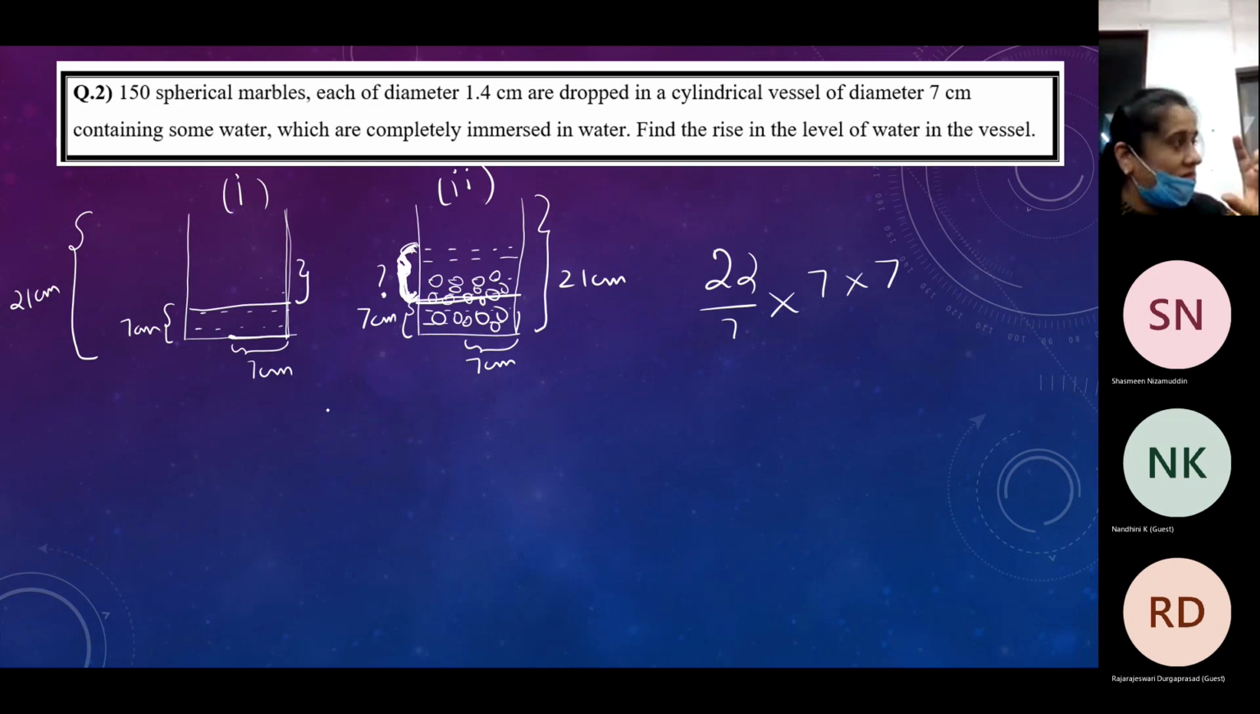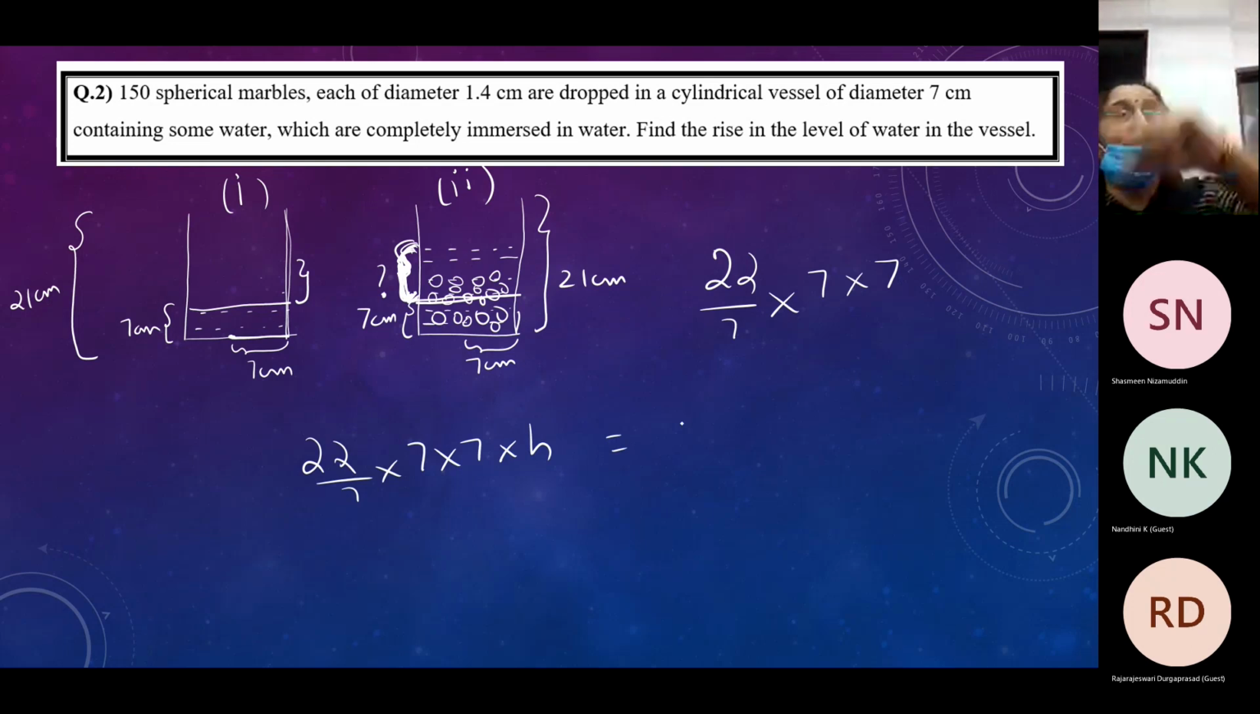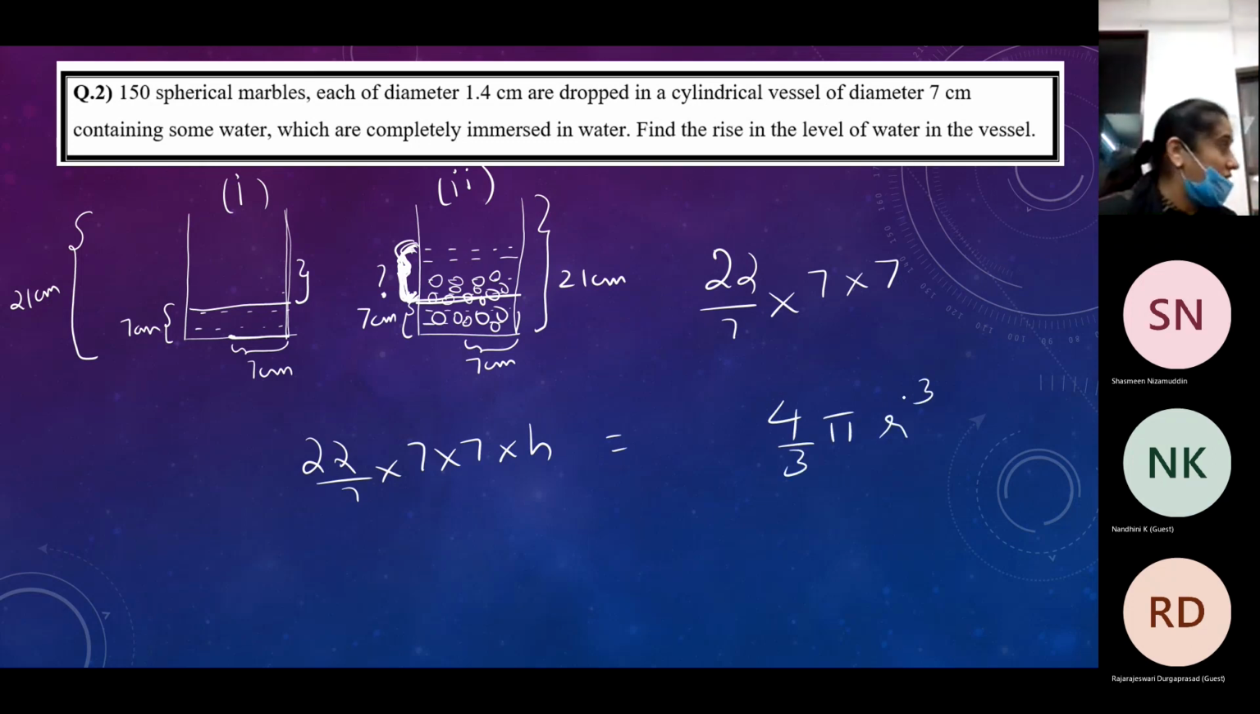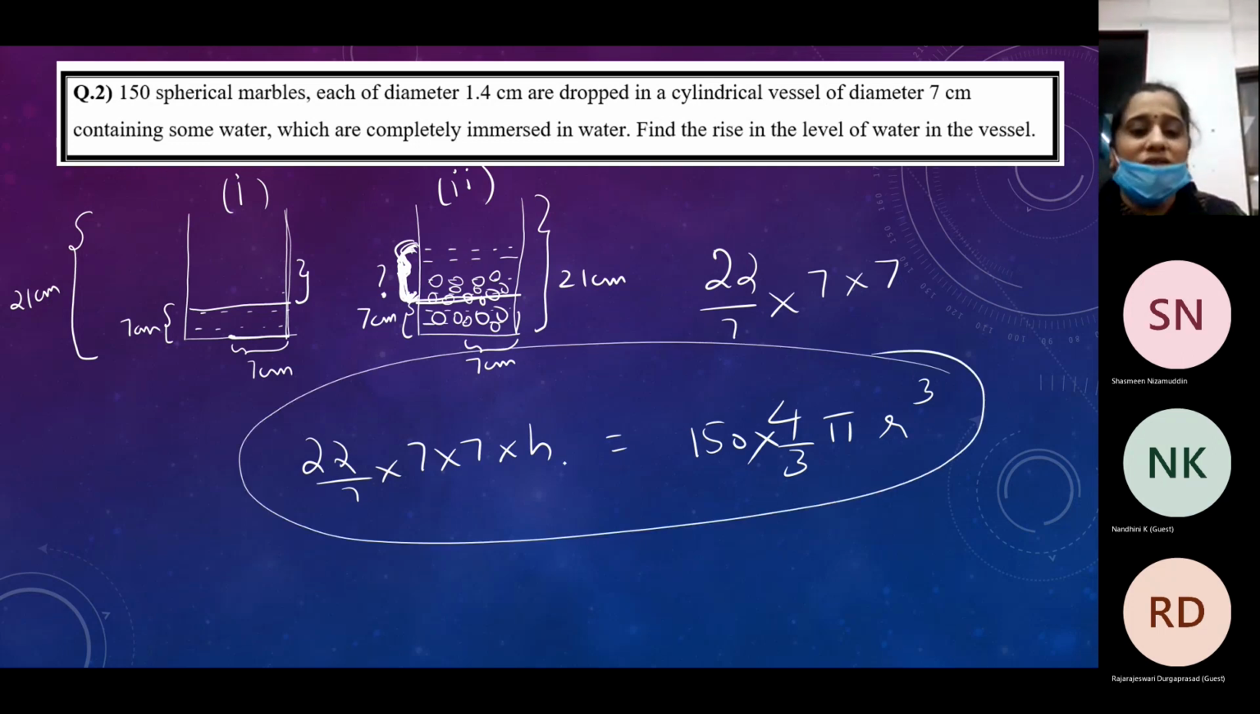So that increase in the volume of water: 22 by 7 into 7 into 7 into h is equal to the volume of all the marbles. All the marbles, not one marble. One marble is 4 by 3 pi r cubed because it's a sphere. Volume of all the marbles will be 150 into 4 by 3 pi r cubed. This is the equation wherein you know all the values except h. So work this and find the value of h. That will be the height of this portion, or the increase.